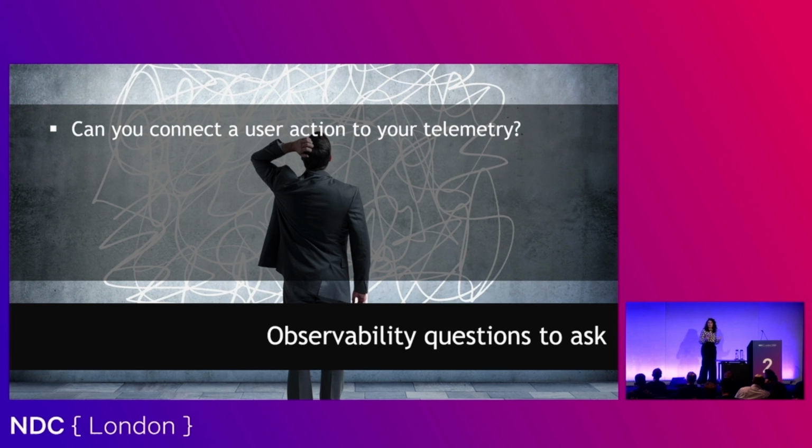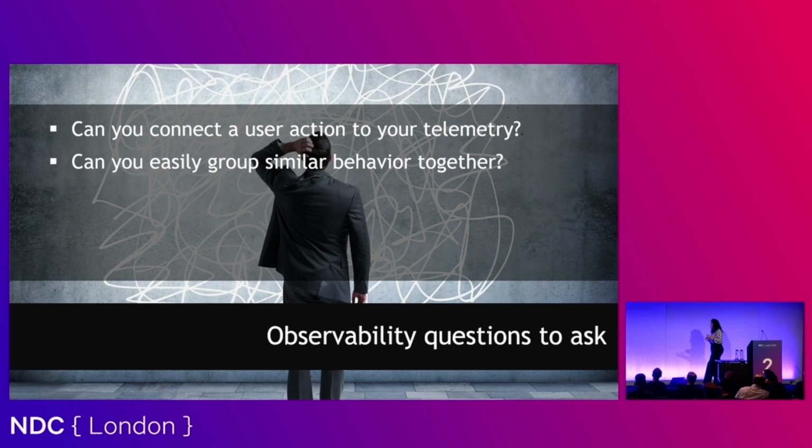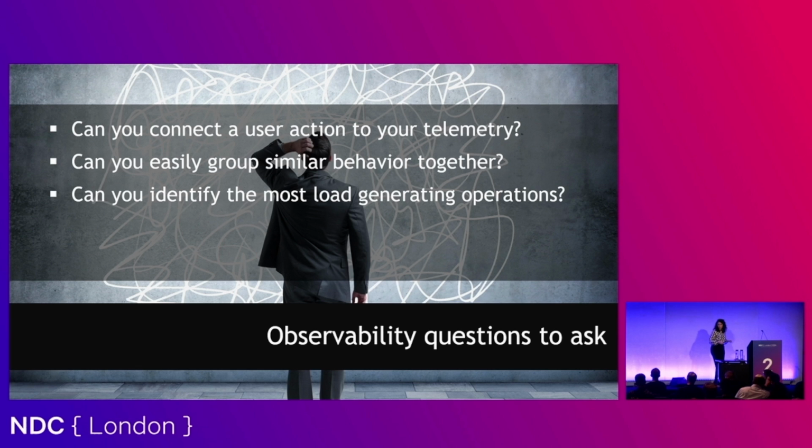And then you would get that insight and actually see what happened there. Or how easily can you group similar behavior together, things that stand out in performance or in latency, or maybe in specific attributes like, oh, these are premium customers. Can you identify the most load-generating operations that are happening in your system? Like, are they happening at a specific time of the day, or are they very specific to a specific region or something like that? Might give you some insight in where you need to scale or rearrange.